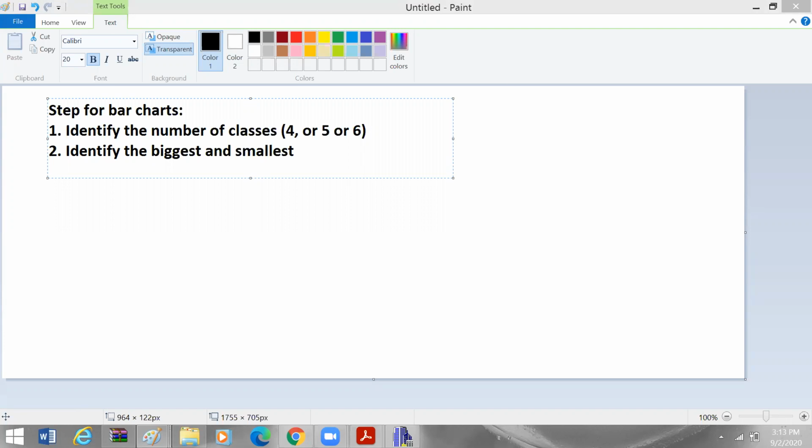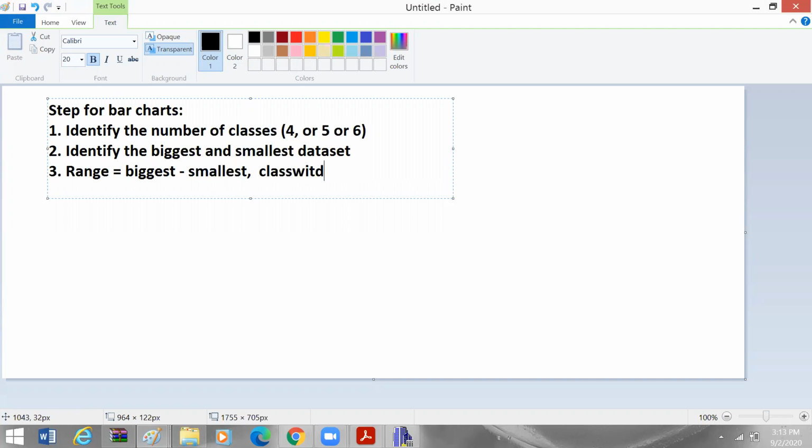Yes, biggest and smallest data value. So we need to make sure that we take the range correctly. So we're going to compute the range, and then compute the class width. Compute the range first. The range will be the biggest minus the smallest. And after that, we're going to compute the class width. So how can we do the class width? We take the range over the number of classes.